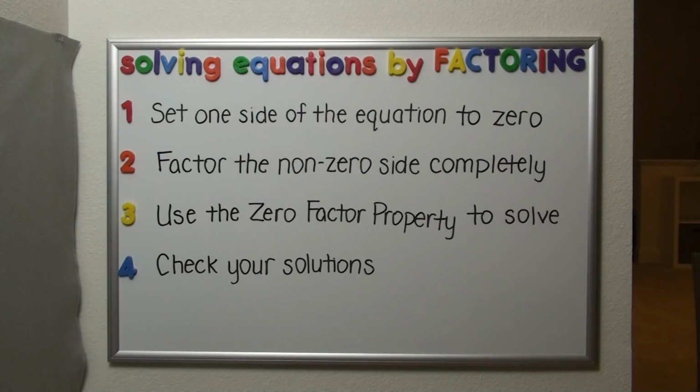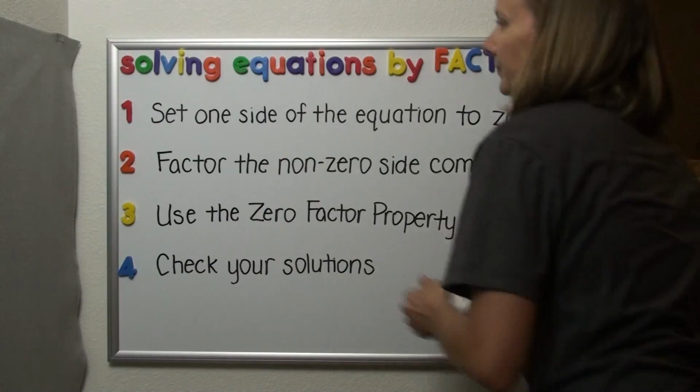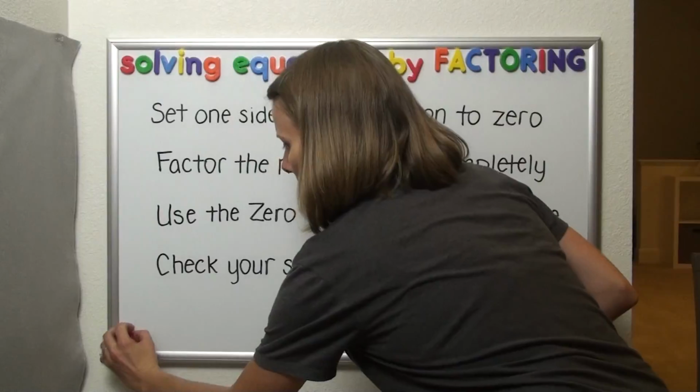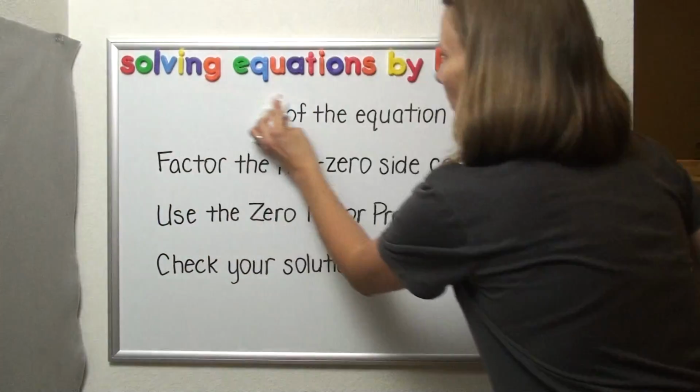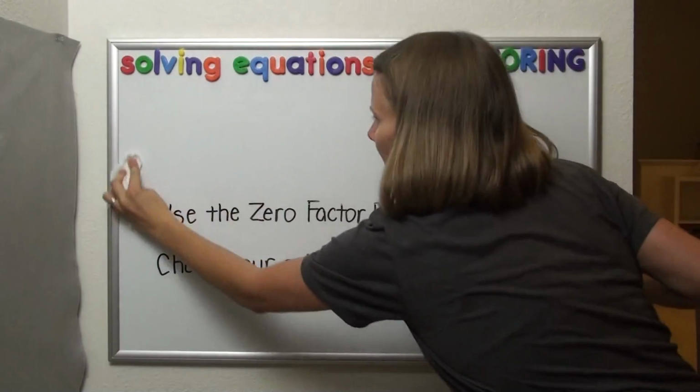Once everything's pushed to one side, we'll factor all that stuff completely using one of our factoring skills that we've learned. And then once it's factored, it'll say something times something is 0, and we can use that zero factor property we just learned to solve the equation. And as always, we can check our solutions if we would like. So we've got 4 steps to this process here. Get these out of the way. And we're going to look at our first example.